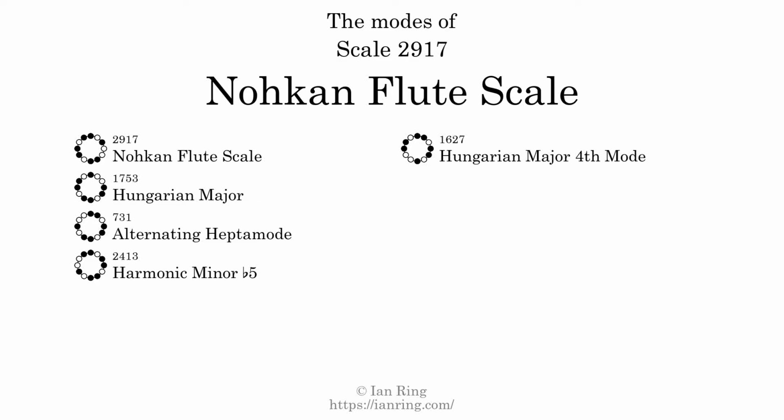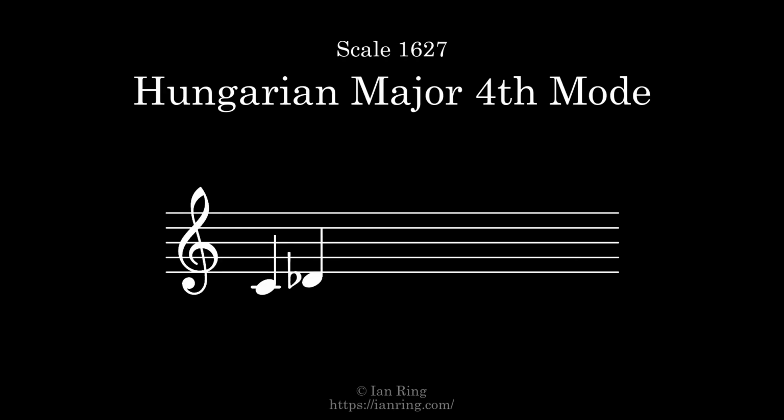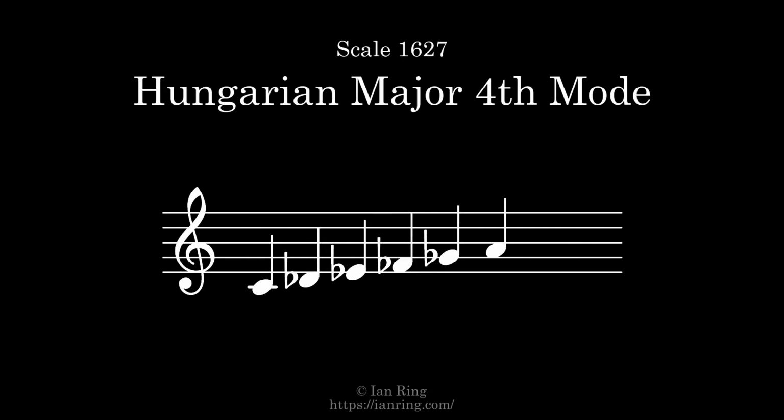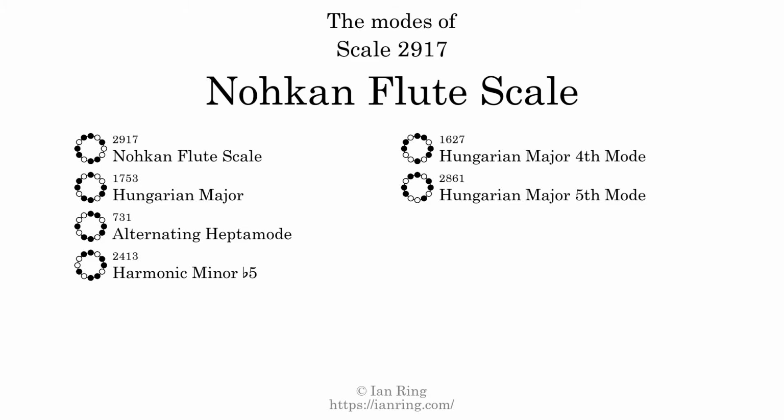The fifth mode is scale 1627, also known as Hungarian major 4th mode. It sounds like this. The 6th mode is scale 2861, also known as Hungarian major 5th mode. It sounds like this.